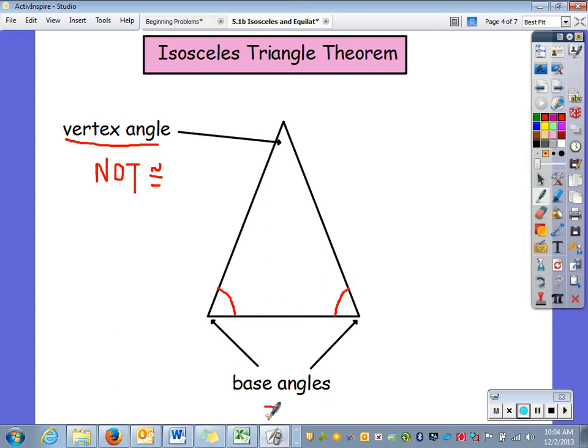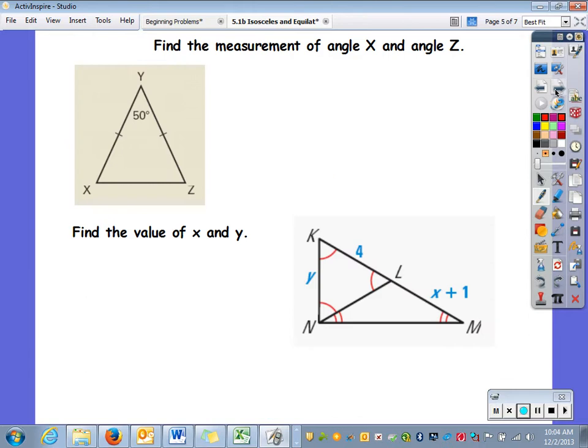Alright, let's put the congruent sign down here. That makes this side and this side congruent. So if you have two sides the same, pretty much what the isosceles triangle theorem says, then two angles are the same. If two angles are the same, two sides are the same. If three angles are congruent, then three sides are congruent. It's a very important theorem. So we can use this to find the measure of angle X and angle Z.